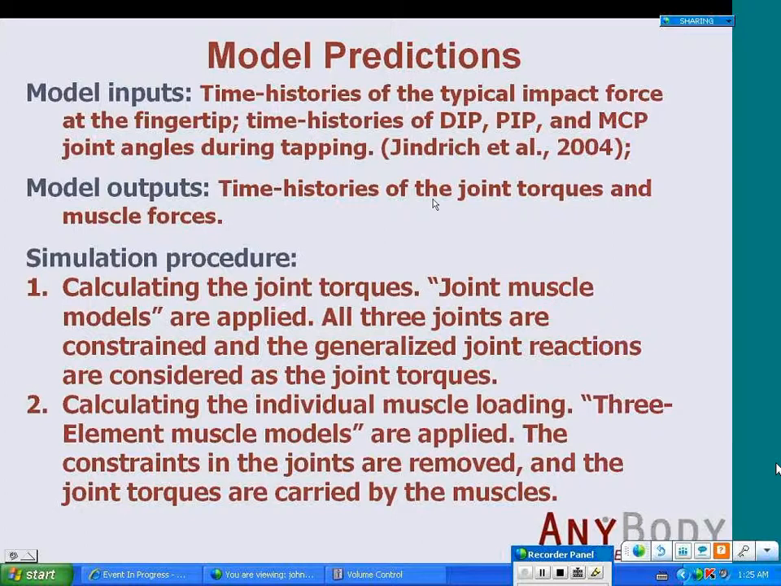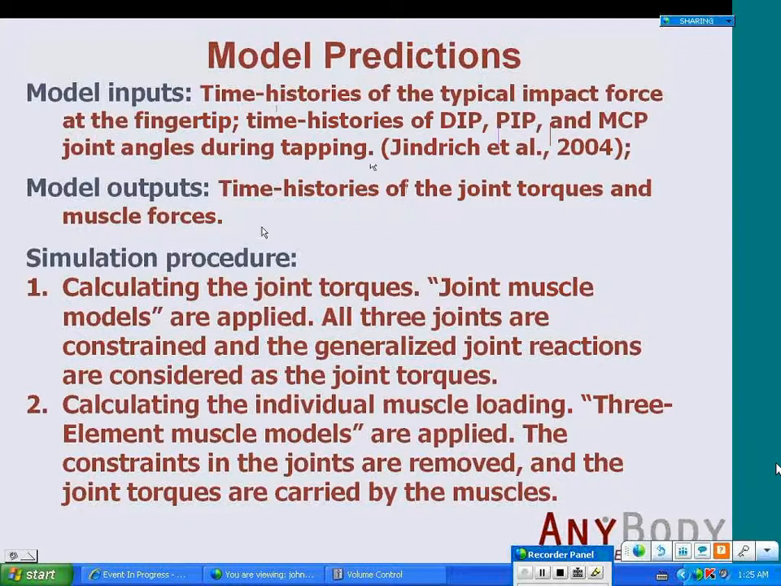The time history of the DIP, PIP, and MCP joint angles, rolling and pitching. These data were published by Gingrich in 2004 in the Journal of Biomechanics. The model output is the time history of the joint torque and the muscle force.